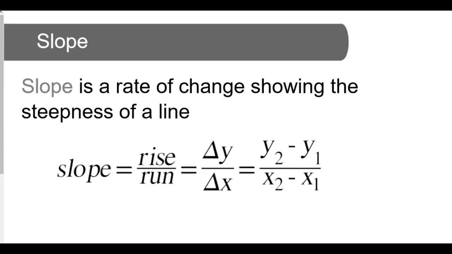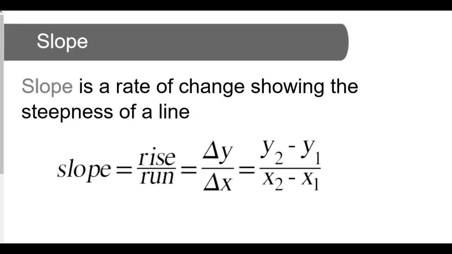In this video, we'll continue to look at slope and see how we can find the slope if we are given 2 points that are on the line. So remember, slope is a rate of change that tells us the steepness of the line. The higher the number we get, the steeper the line is.